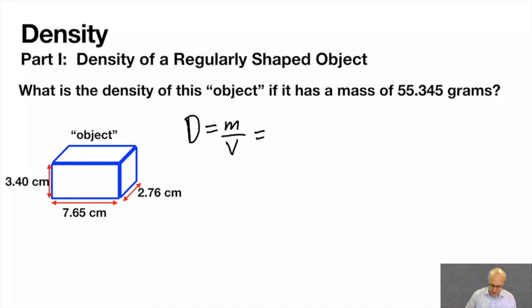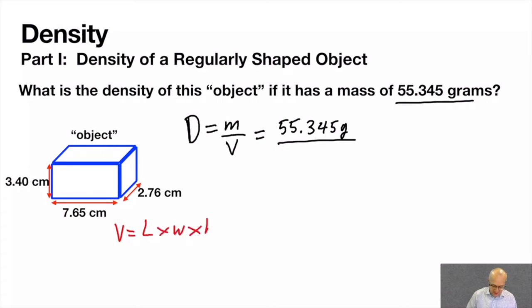So the mass of the object is clearly written in the question. So that's 55.345 grams. Divide that by the volume. Now, we don't know the volume, but we do know the dimensions of the regularly shaped object. Remember, volume is length times width times height, or 7.65 centimeters multiplied by 3.40 centimeters. Multiply that by 2.76 centimeters, and that will give us our volume.